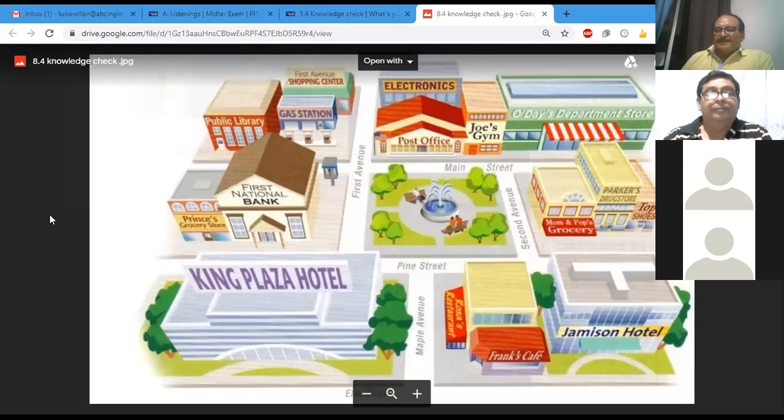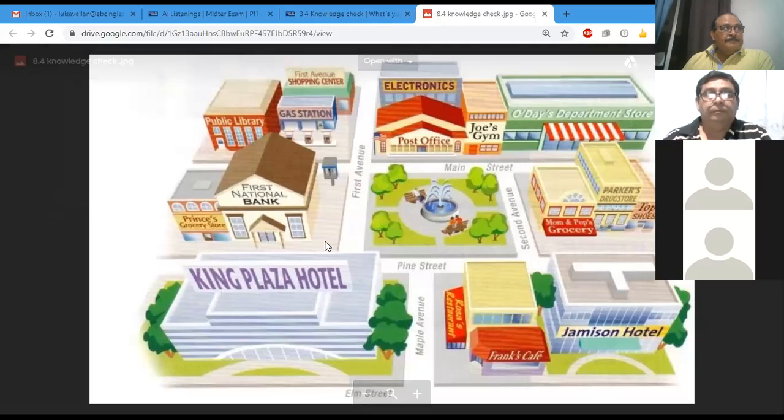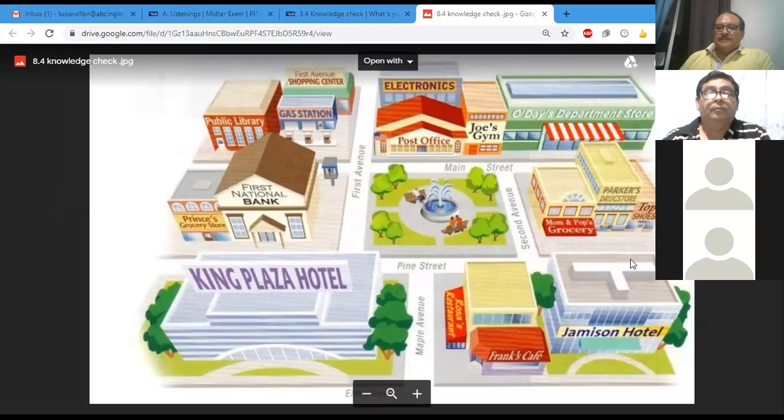Okay, go ahead. The gas station is next to the public library. The post office is across Main Street. The shopping center is behind the gas station. The gym is on Main Street. The post office is across Fifth Avenue. The electronics store is behind the post office. Okay. All right, thank you.